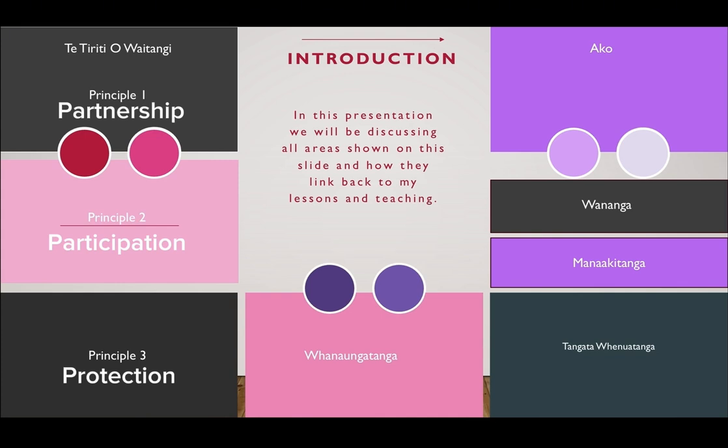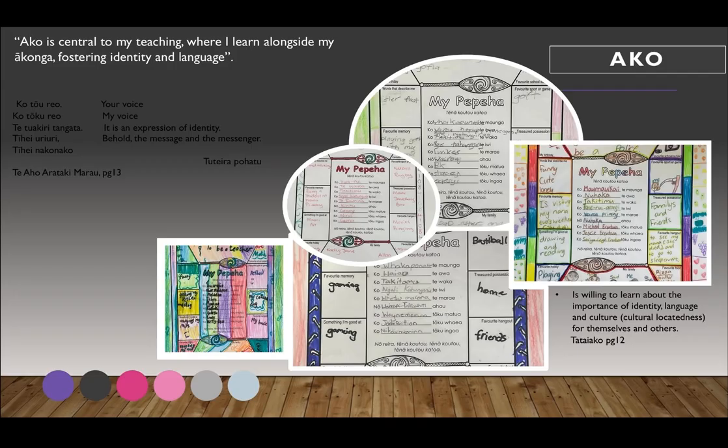For each, I'll share examples from my teaching, reference key literature, and highlight how these concepts shape my planning and classroom practice. Our first competency is ako.